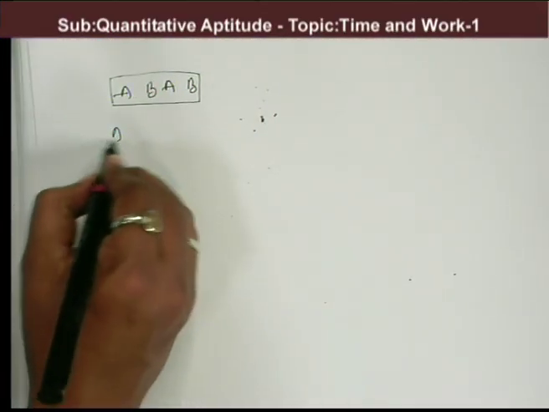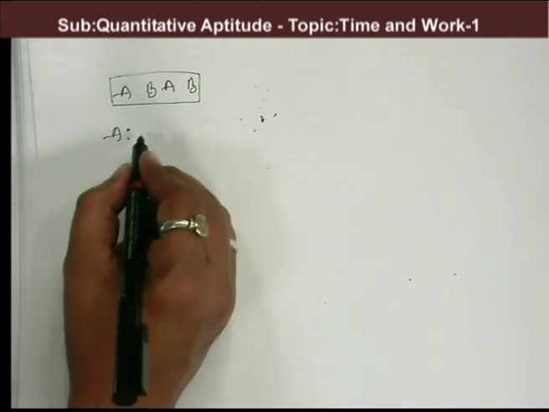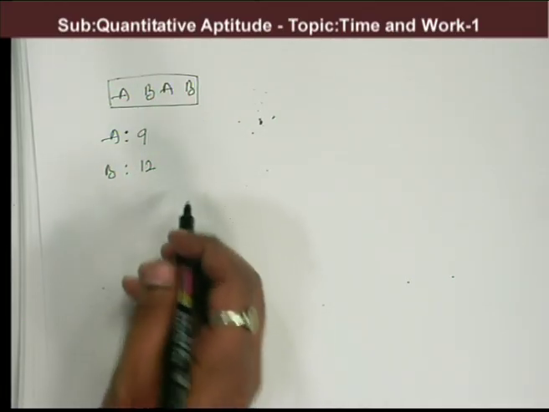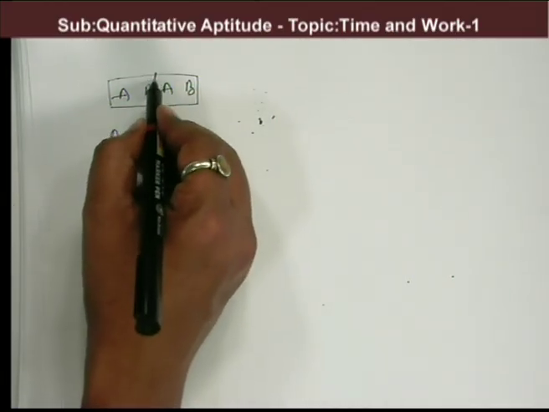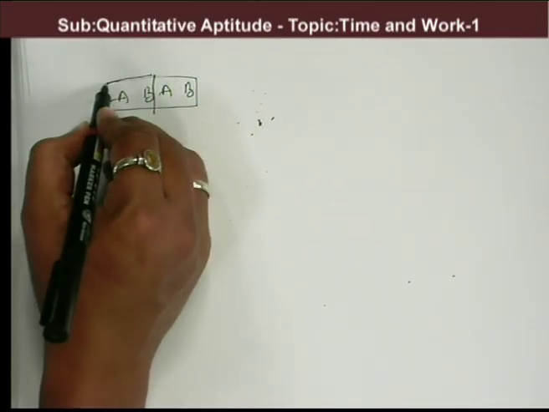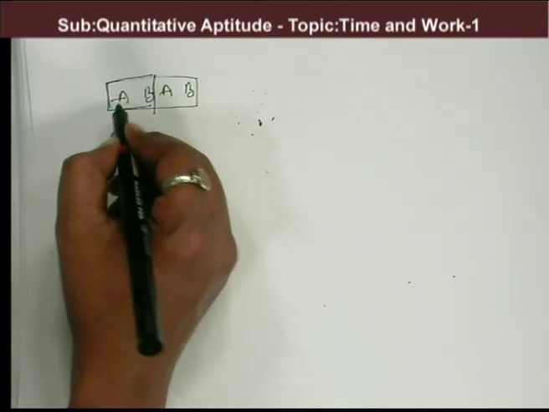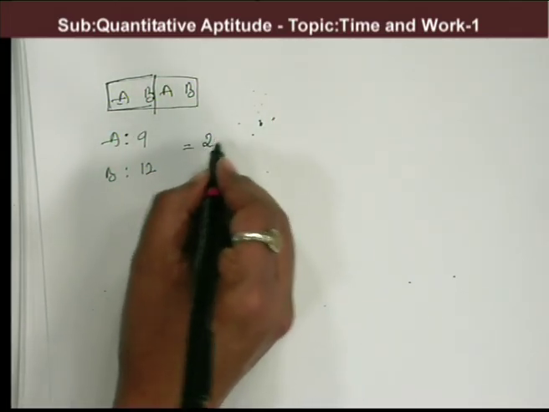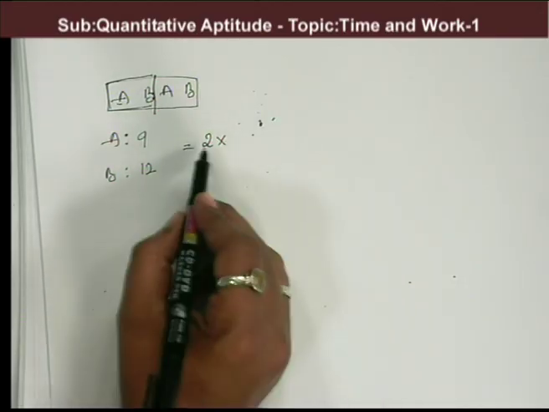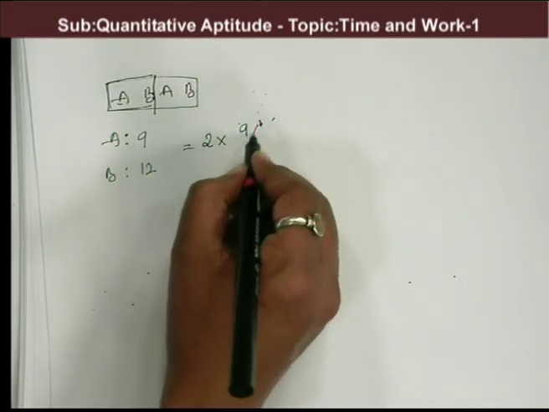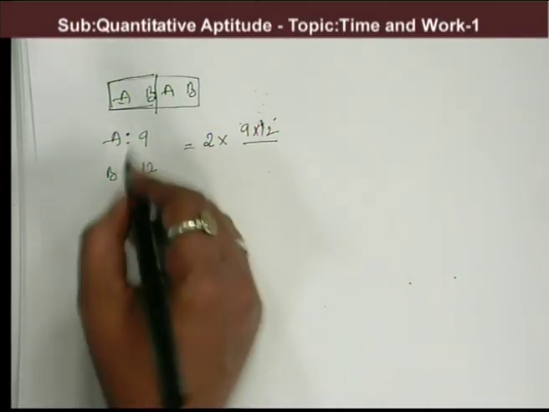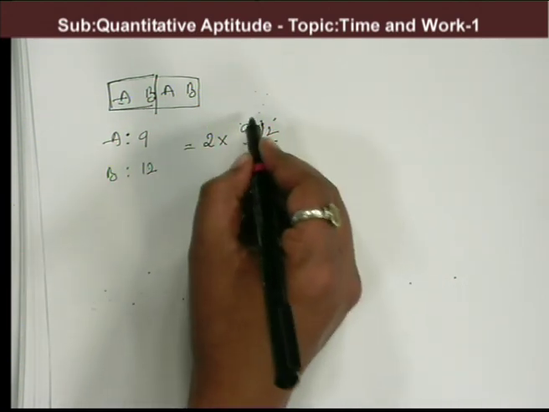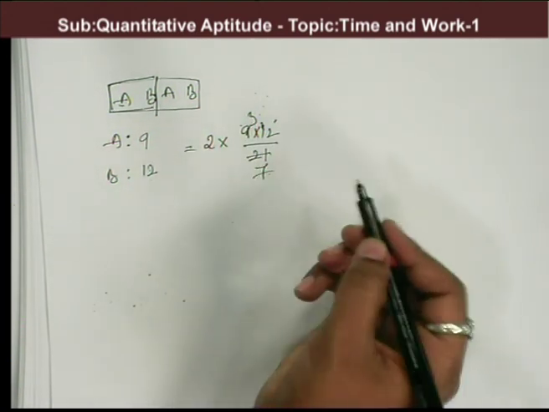So, what we have: A alone completes the work in 9 days, B alone completes the work in 12 days. In this question, for every 2 days A and B are working together. So you take 2 into, that is the only change, 2 into the working together, meaning the multiplication of both and the addition of both. 9 plus 12 is 21. That is simple. 3 3s are 9, 3 7s are 21.